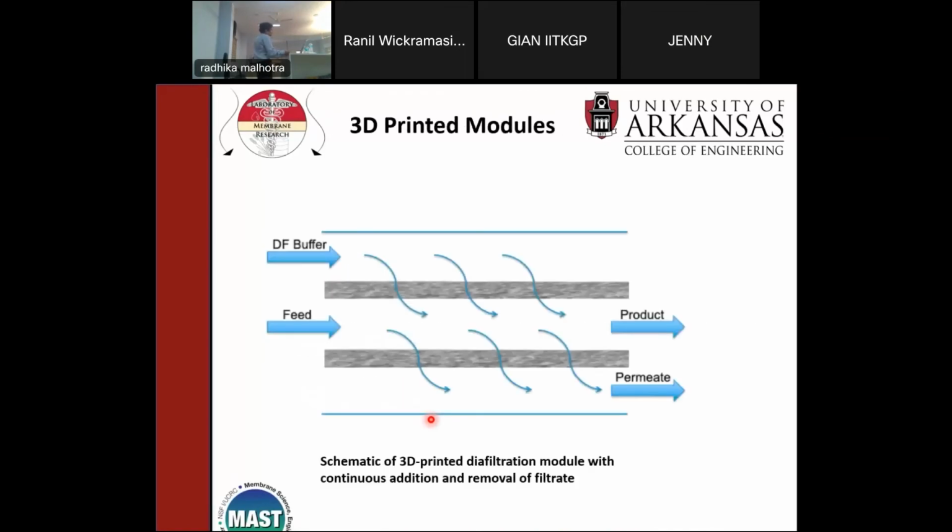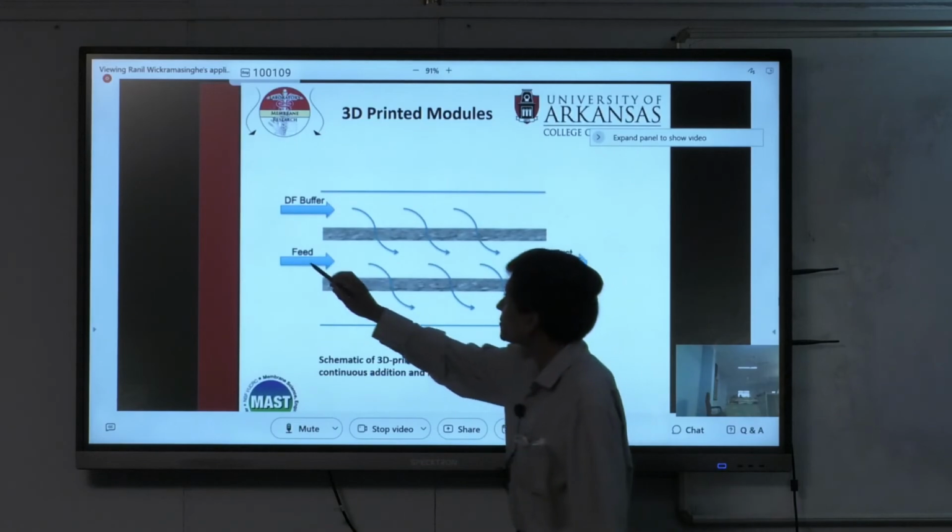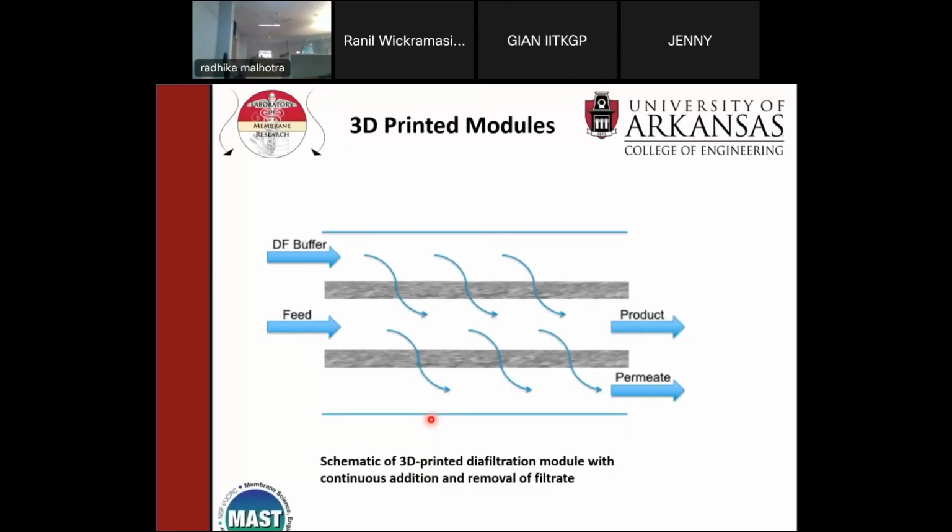All right, one last thing. People have also come up these days with 3D printing, right? So there are also 3D printed modules now. This is another example of something that's been done, where basically this is a 3D printed diafiltration module for continuous addition and removal of the filtrate. So here's the feed coming through here. You're continuously adding your diafiltration buffer from this side and removing permeate from this side, okay? So that's another idea for doing this.